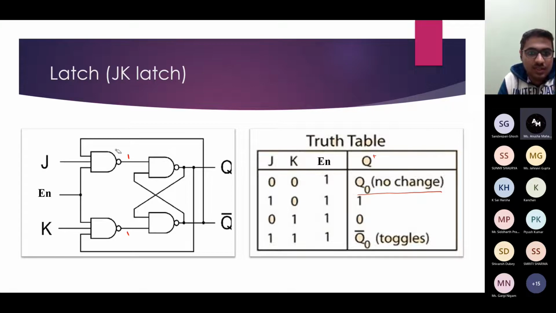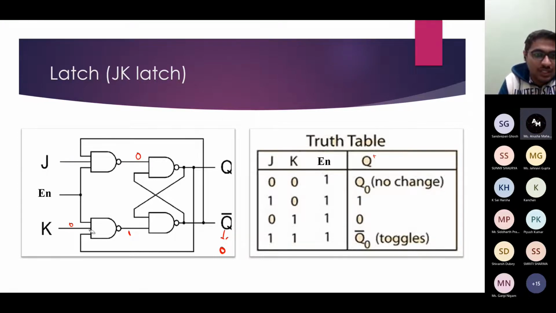Now if you consider another case, enable is 1 and J is 1 and K is 0. So here output will be 1, and here the output will be 1. And if you consider this as 0, means Q is equal to 0, Q is equal to 0 means Q complement is equal to 1. So 1 and 1 will produce 0, and which again produces Q is equal to 1. Means if you consider anything, either Q is equal to 1 or 0, you will get Q is equal to 1 when J is equal to 1.